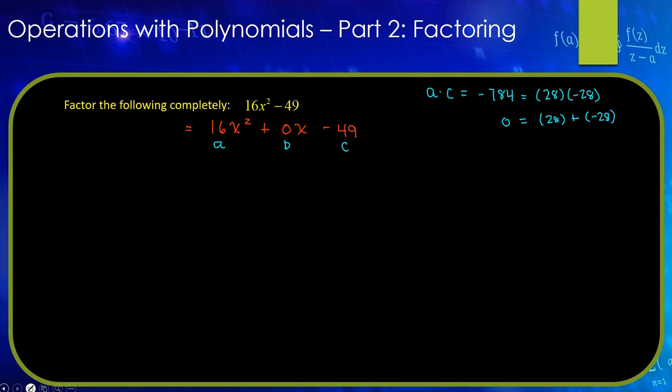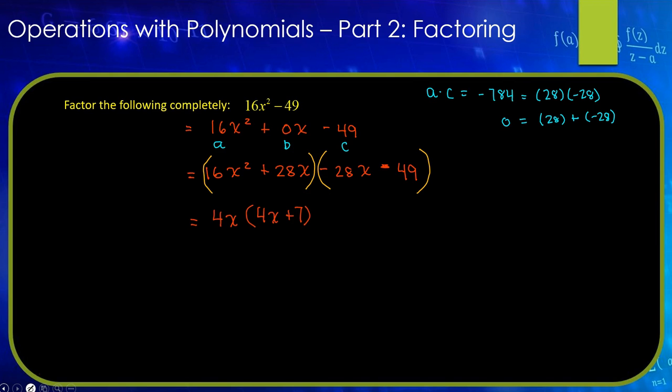So when I work this out, I'm going to split this up into plus 28x and minus 28x, I should say. And I'm left with these here. And now I'm going to group these in groups of 2. The first group of 2, I can factor out a 4x. And I'm left with 4x plus 7 inside the parentheses.